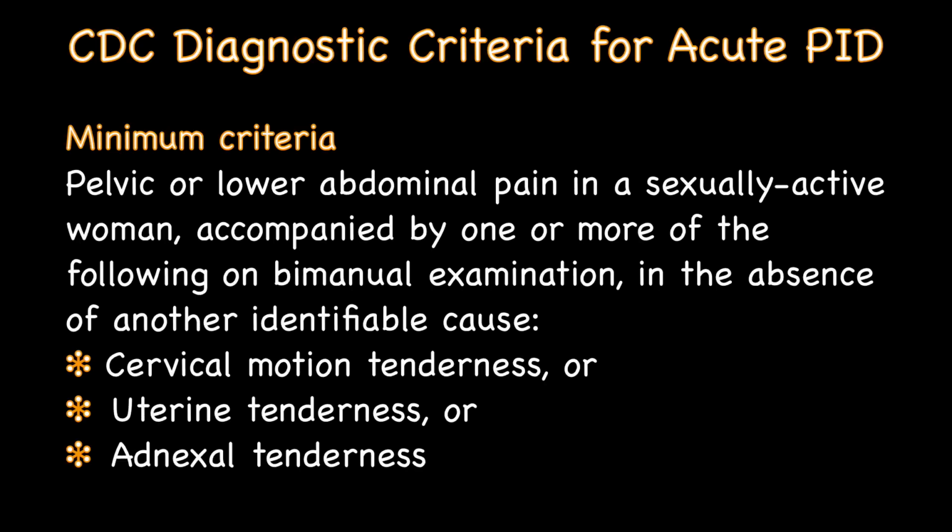CDC has defined the following diagnostic criteria for acute PID. Minimal criteria: pelvic or lower abdominal pain in sexually active women accompanied by one or more of the following on bimanual examination in the absence of another identifiable cause: cervical motion tenderness or uterine tenderness or adnexal tenderness.